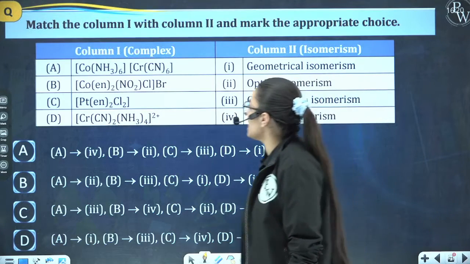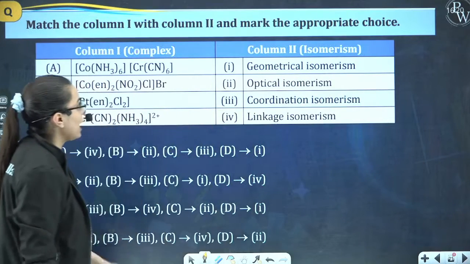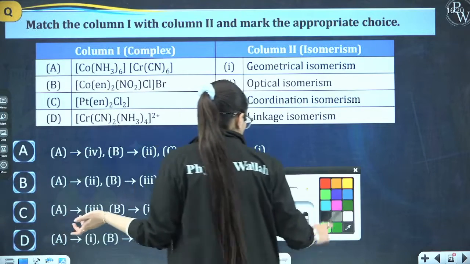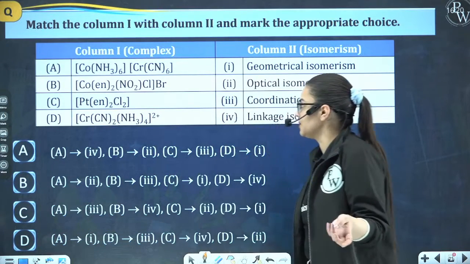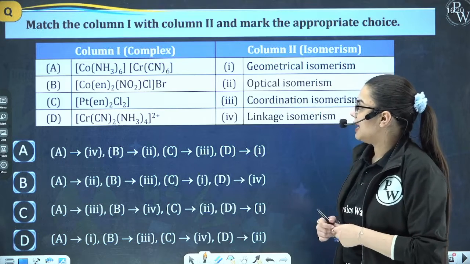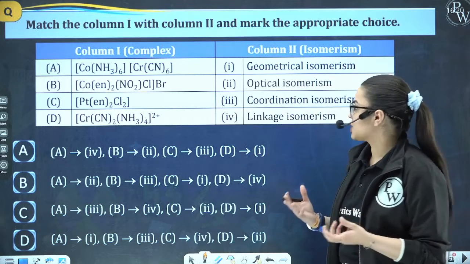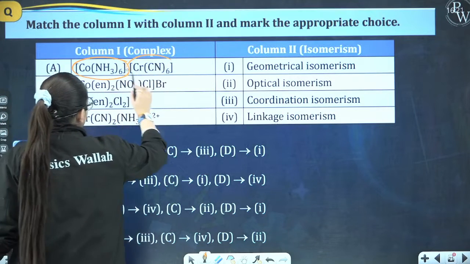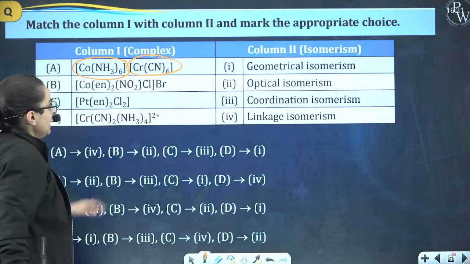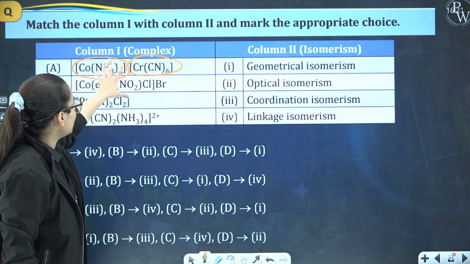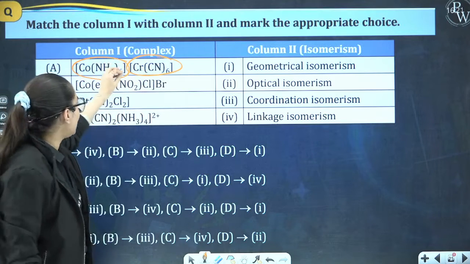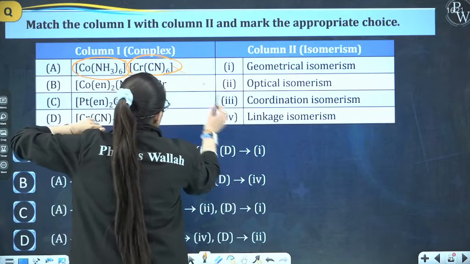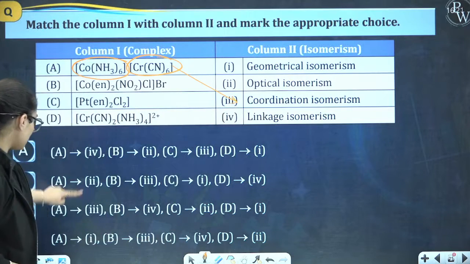The next part is: match column 1 with column 2 and mark the appropriate choice. You need to tell which of the following exhibits which kind of isomerism. Let us see and find out which of the following can exhibit which kind of isomers. Now see, in this particular case, you can say, ma'am, this can exhibit coordination isomerism. Why? Because we can interchange the ligands' positions over here. So option A matches with the third one.